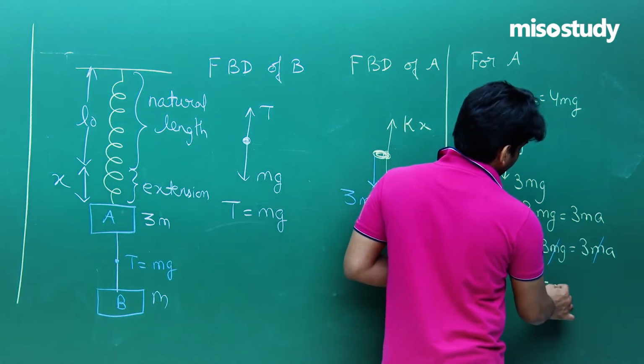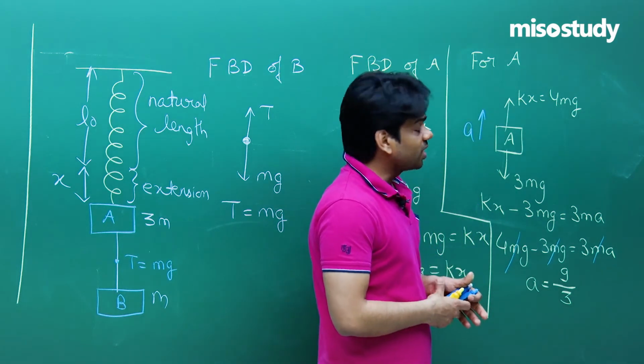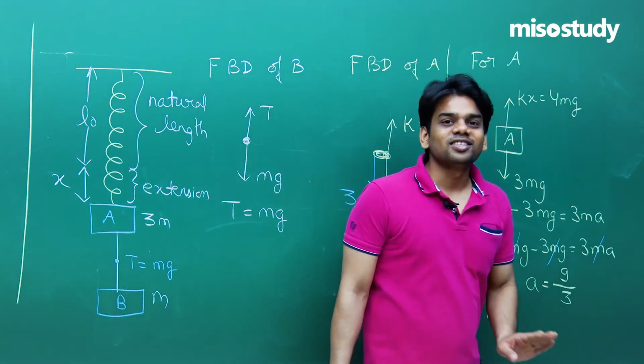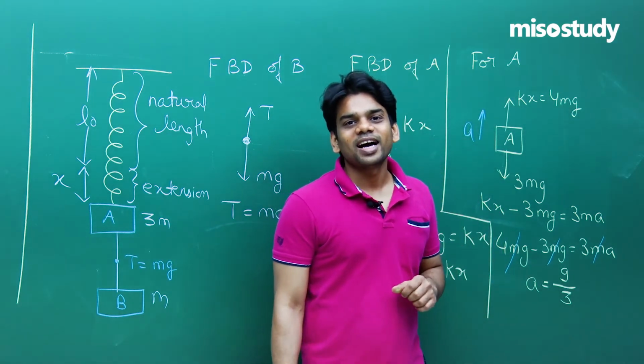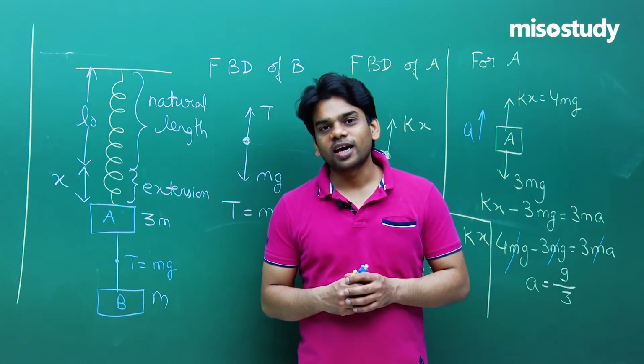A comes out to be g by 3, and g by 3 we have taken direction upward as positive. So A will be having acceleration g by 3 upwards, B will be having acceleration g downwards. This is how we have solved.